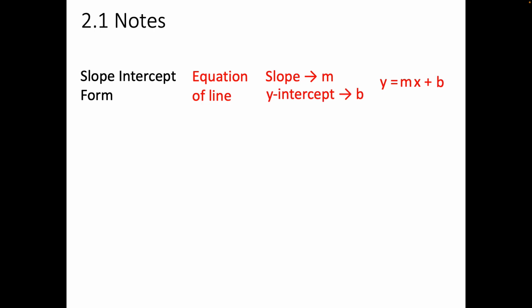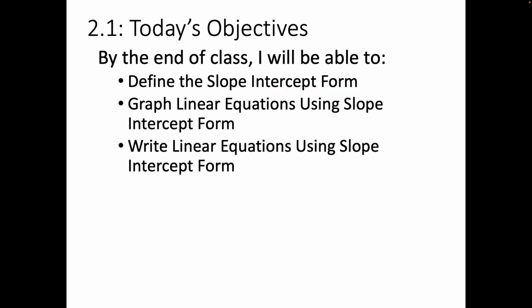And what is the slope-intercept form? It's just an equation of a line. It's a way of writing the equation of a line, and it's easy to deal with because we have our slope and our y-intercept. Moving on here, our next objective, we had to define it, which we've done. The slope-intercept form is an equation of a line where y equals mx plus b, where m is the slope and b is the y-intercept. So our next objective was to be able to graph linear equations using it.